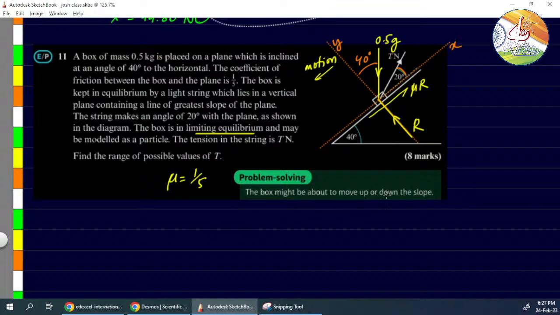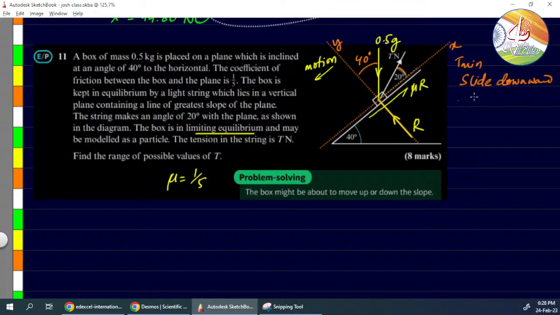The box might be about to move up or down. In the hint, if you see, he has given both. And in the question, he is asking us to find the possible ranges of T, so all the possible values of T we need to find. If we take the minimum value of T, it will slide downwards.